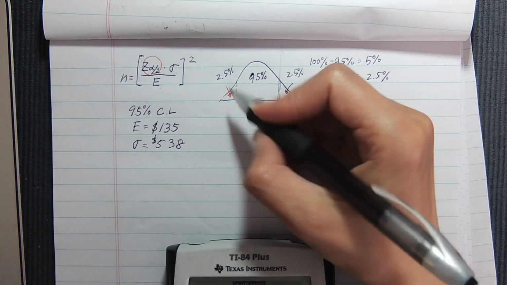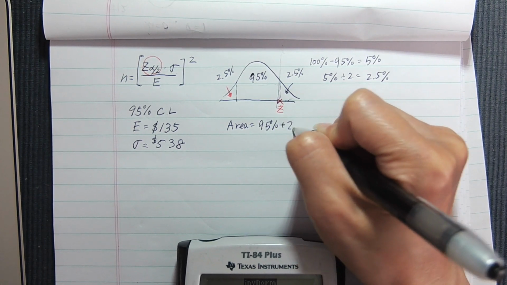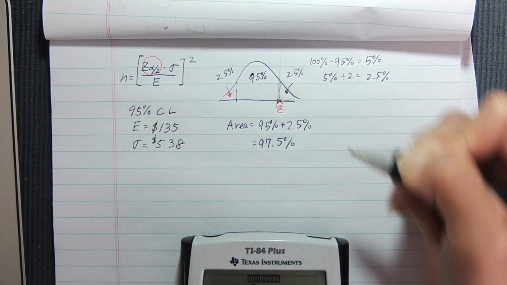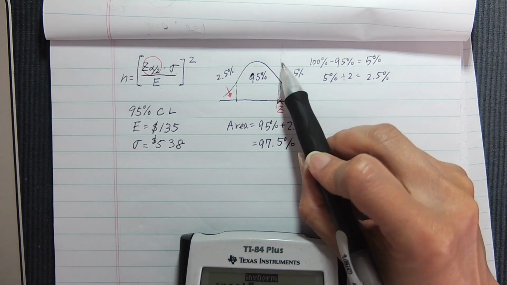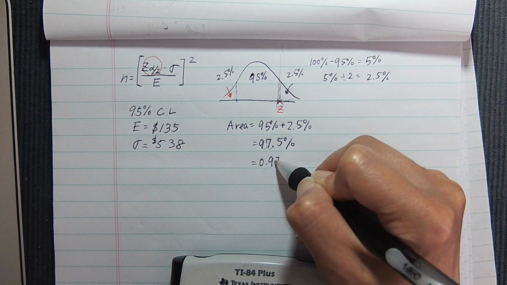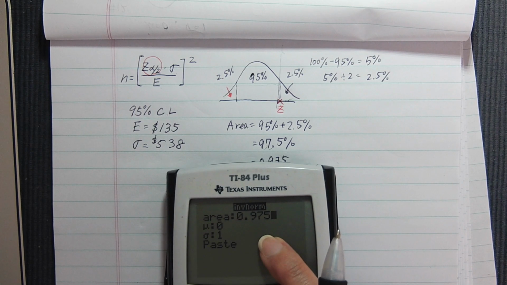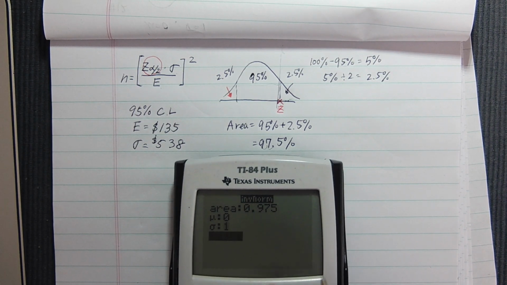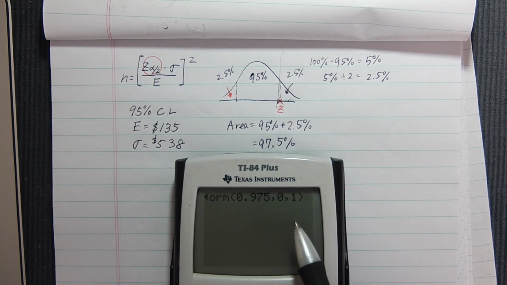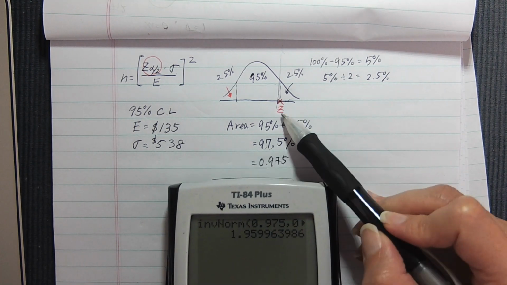So the area is 95% plus 2.5%, which is 97.5%, right, if you add it. That's supposed to be the left side area, so it's 0.975. I should put in the 0.975. Then you type in 0.1. That should be the number for the point Z.